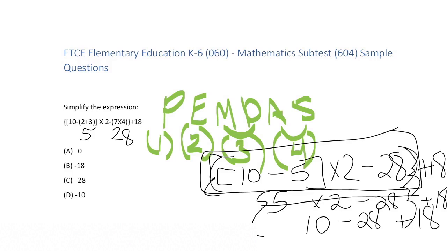If we take 10 from 28, we're going to end up with a negative 18. And when we add 18 to that, negative 18 plus 18 is going to give us the answer of 0. The answer for the question is answer choice A, 0.